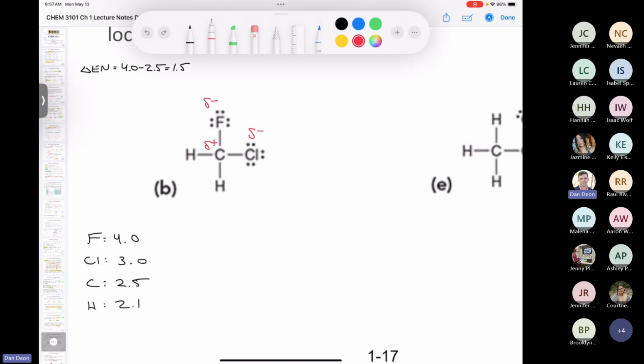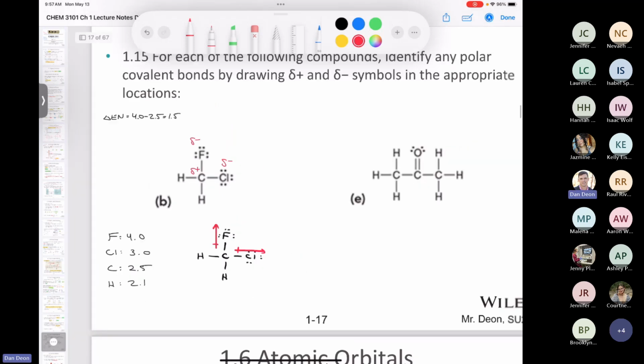Now, you could draw the molecule that way and put delta negatives and delta positives. But if you guys will just allow me a second here, you could also do something that looks like this, where you could draw dipoles. You could say I've got a dipole going this way. I've got a dipole going this way. Like that. That would work too. Either one is fine.